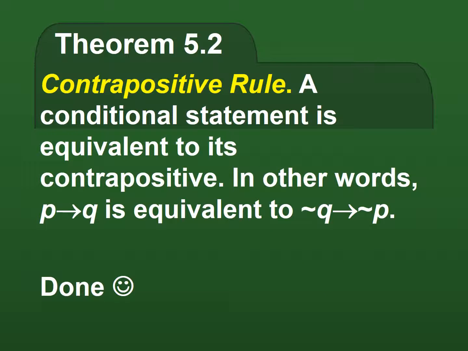So the contrapositive rule is that a conditional statement is equivalent to its contrapositive. That means it's the same thing. So P implies Q is the same thing as not Q implies not P. All right, that's all. Go ahead and try some problems on your own.